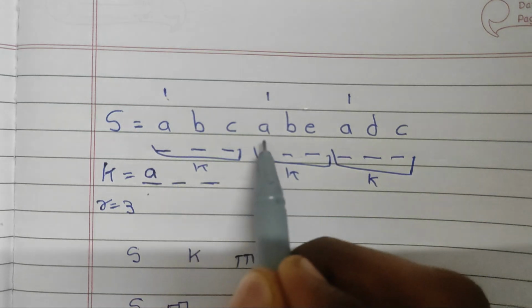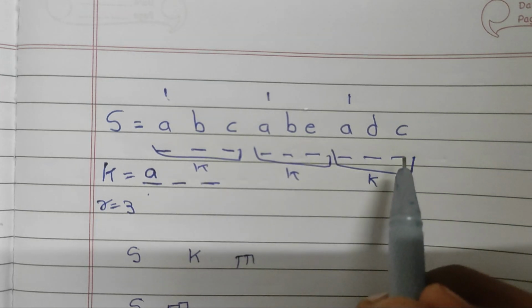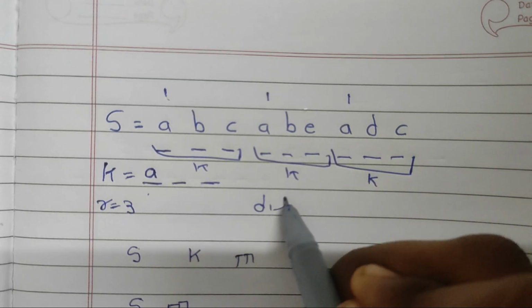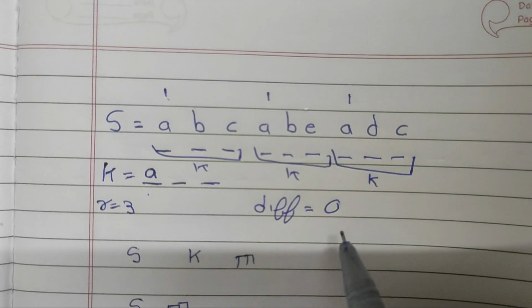We have chosen A and the character at this position is A, and the character at this position is also A. So there is no mismatch. So the difference currently is equal to 0 because there is no mismatch.